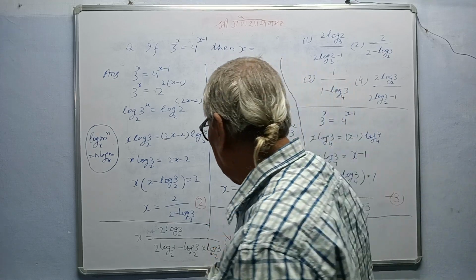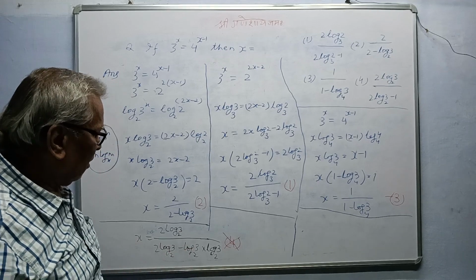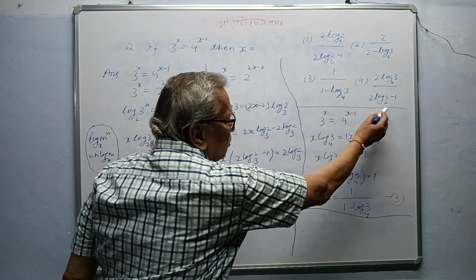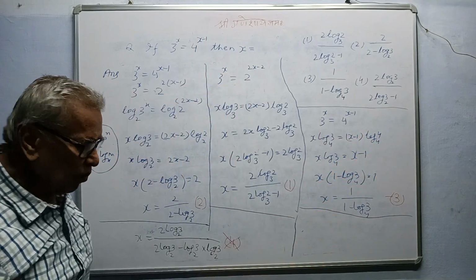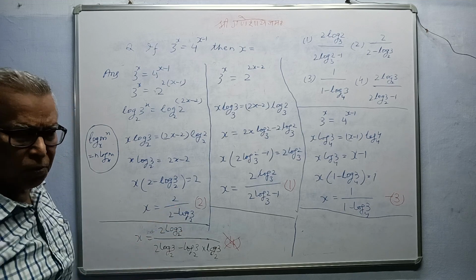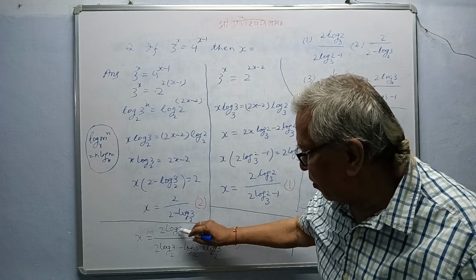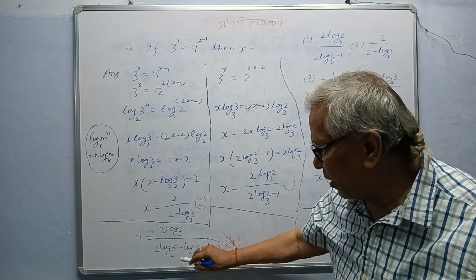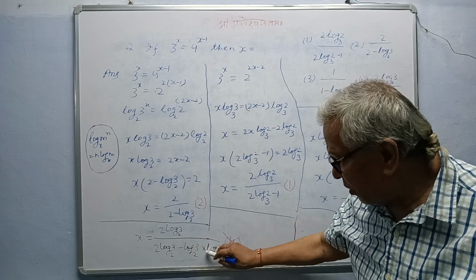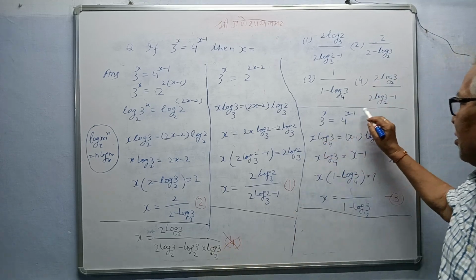This resembles option 2. Now if we multiply numerator and denominator by log 3 to the base 2, we get 2 log 3 to the base 2 divided by 2 log 3 to the base 2 minus log 3 to the base 2 into log 3 to the base 2. So this doesn't resemble with option 4.